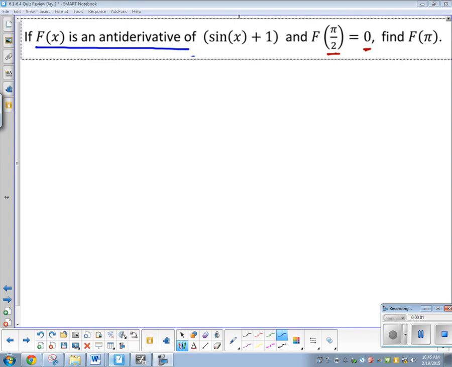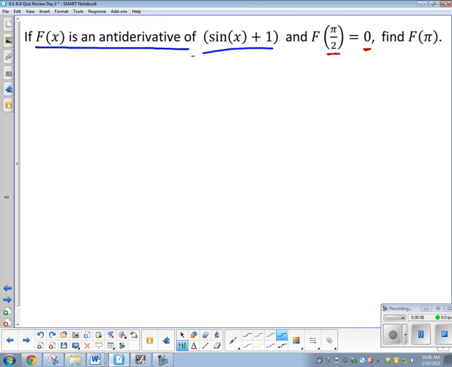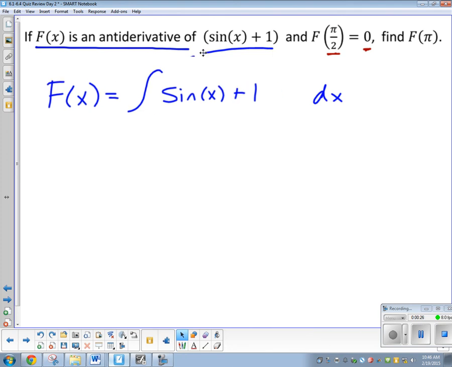So on number 11, if F of x is an antiderivative of this, write that in words or in symbols. F of x is equal to the antiderivative, the integral, of sine of x plus 1 dx. If that is the antiderivative of that, and they're telling us some information about F, we're finding the other. I set this up, but I don't know what to do with that, because I don't know what capital F is yet.